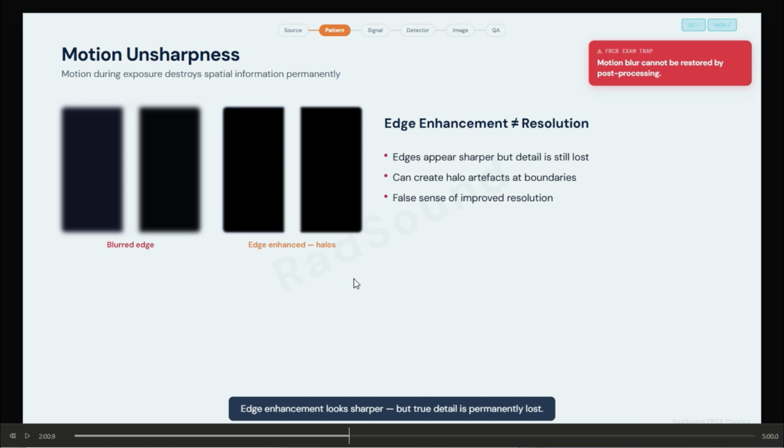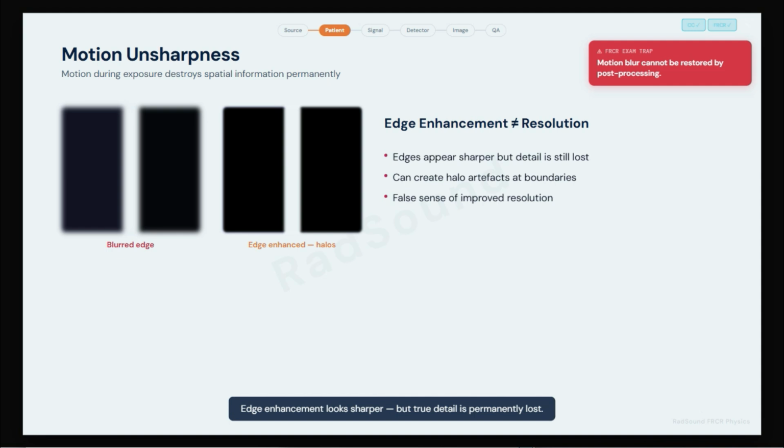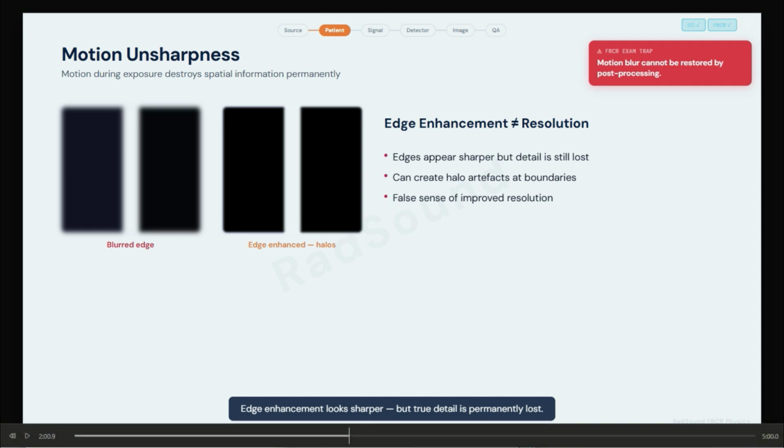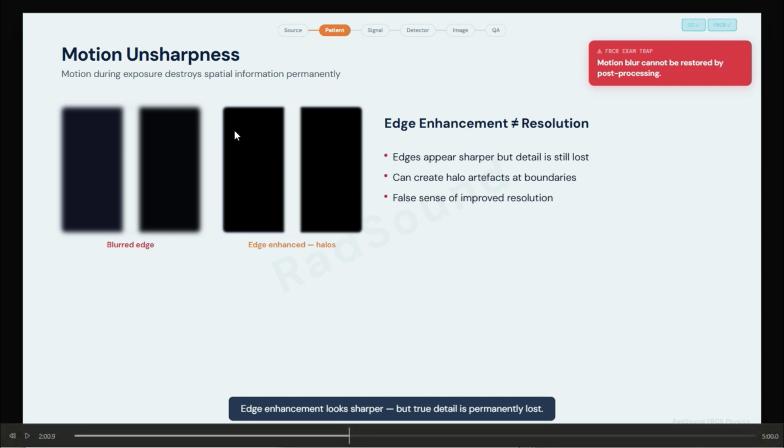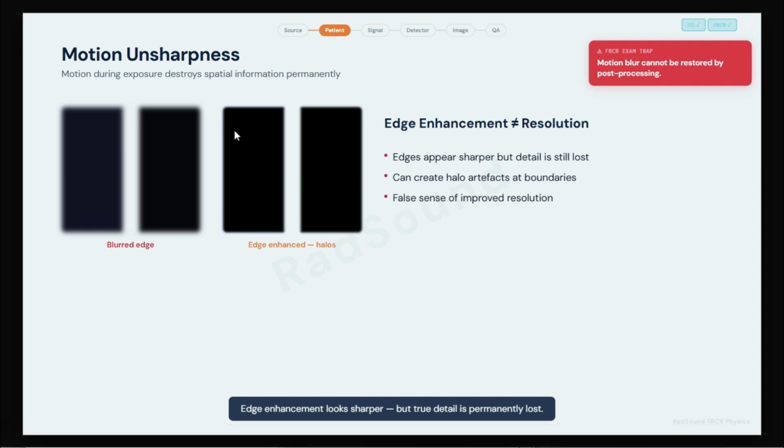Something that might happen with motion and unsharpness is what we call blurry edge. Sometimes, as we get such a blurry edge, we try to create something which we call edge enhancement or halos. The edges appear sharper, but details are still lost because the edges are not part of the data that we have already captured. So it will give a false sense of improved resolution. But remember, it is not true resolution. They are not part of the image. They're not part of the body.